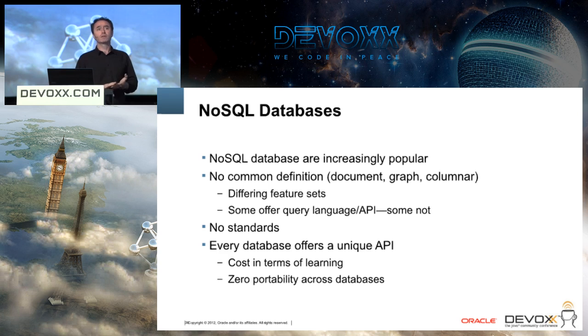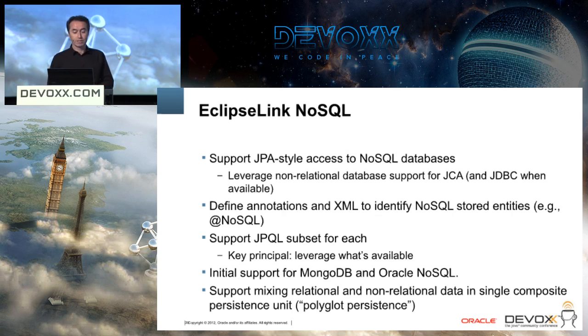They're columnar, graph, document databases, so different kinds of internal structures, different feature sets. Some have query languages, some don't. And if you learn a product, it's going to cost you. Then you go to the next product, you have to learn its API. So there's a fair bit of overhead for switching. So it's a bit of a challenge.